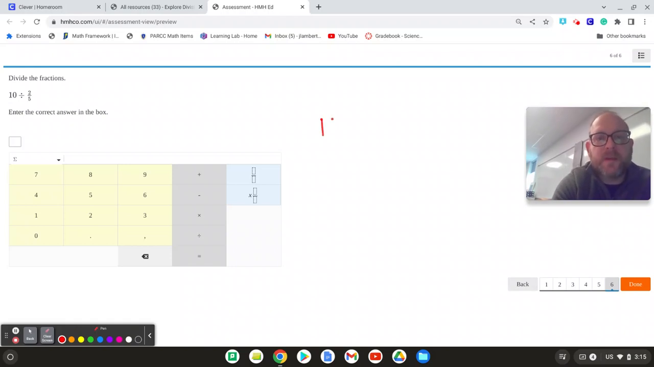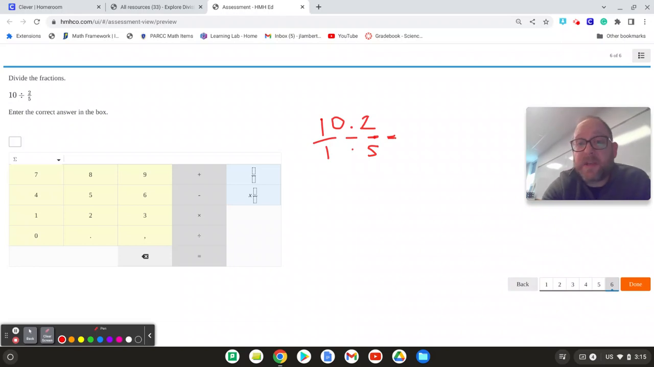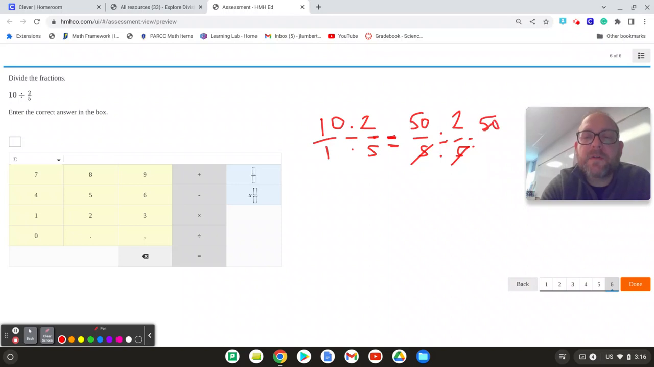So I got 10/1 divided by 2/5. 5 would be a common denominator between 1 and 5. We can make that easy. So to get to 5 with 1, I would just multiply by 5. So I get 50/5 divided by 2/5. My 5s cancel out. I would get 50 over 2, or half of 50, which is 25.